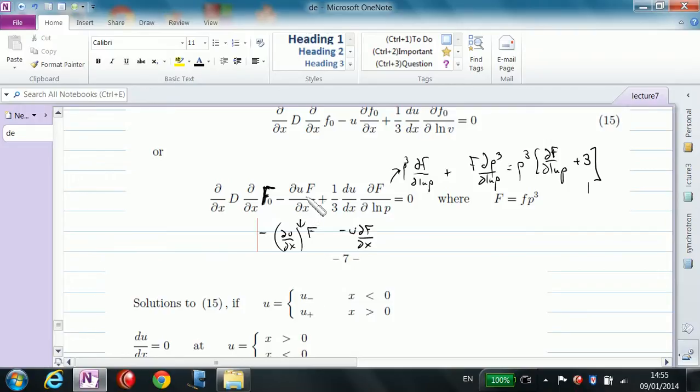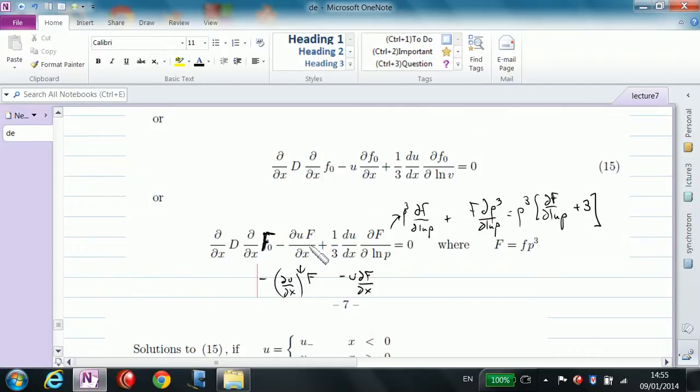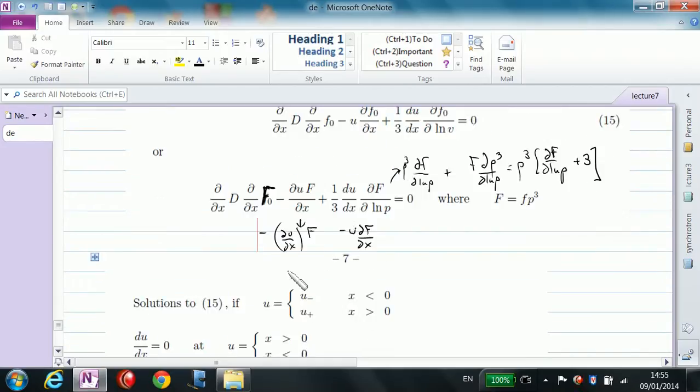I like to put the u inside because then this becomes a perfect differential, and I can integrate through the shock more easily. But you now also have a divergence term, du over dx.